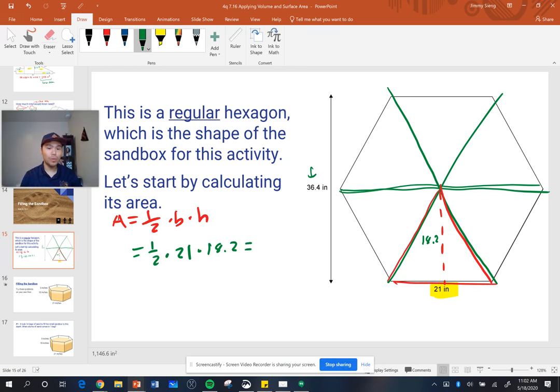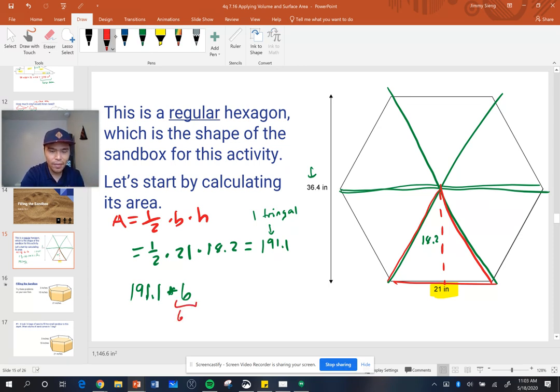Let's go ahead and do the math of this. 18.2 times 21 divided by 2. I get 191.1. Let me double check some answers, make sure I get this right. All right, so if I have one triangle is 191.1, again, this is for one triangle. If I'm trying to find the whole area of that hexagon, how many triangles do I have? If you said 6, you are correct. So I got to take 191.1 times 6, right? Again, this represents 6 triangles.